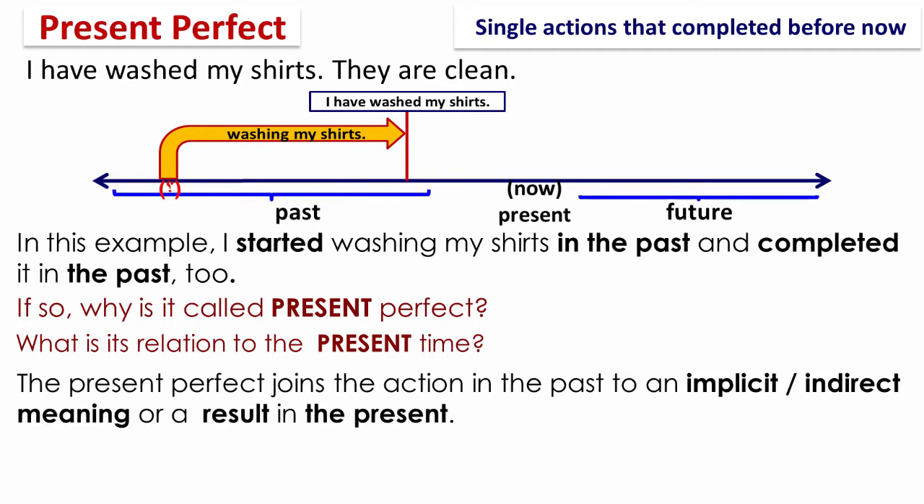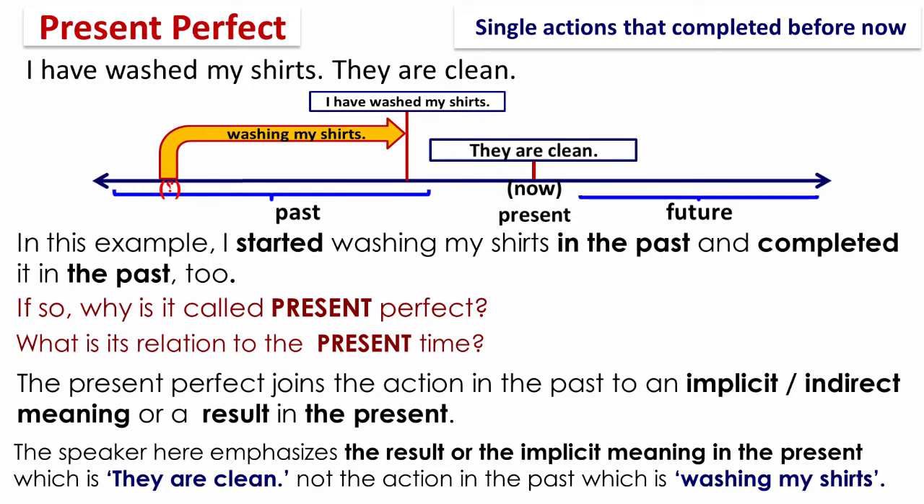The present perfect joins the action in the past to an implicit or indirect meaning or a result in the present. The speaker here emphasizes the result or the implicit meaning in the present, which is they are clean, not the action in the past, which is washing my shirts.